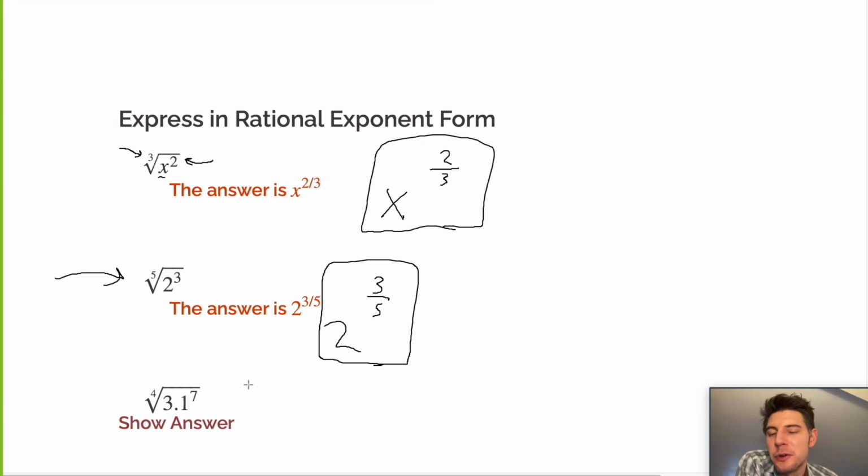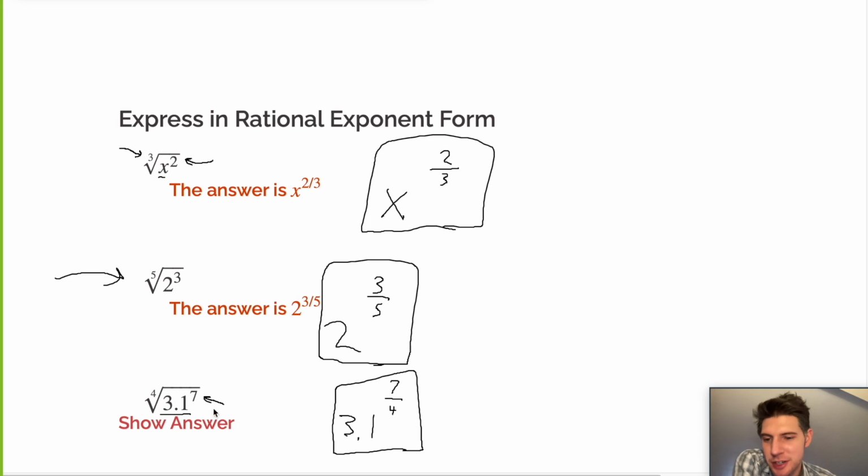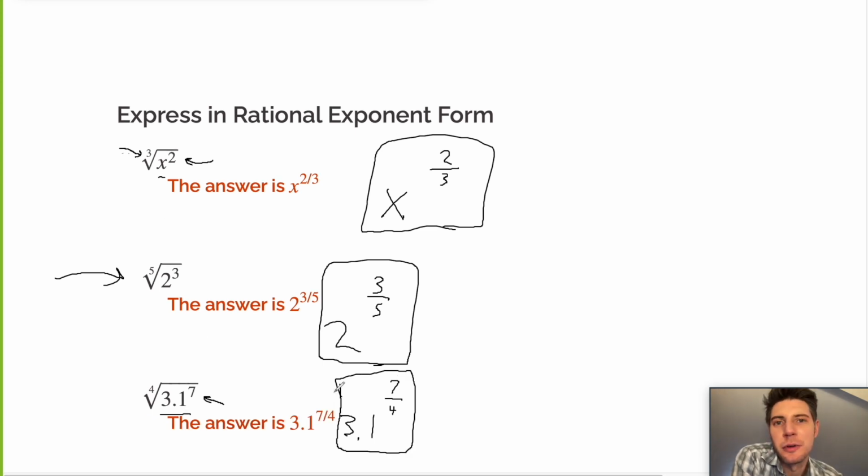The 4th root of 3.1 to the 7. This time our base is going to be 3.1. Then we have a fractional exponent again, because that's what rational exponent form is. This 4 is going to go on the bottom, because the root goes on the bottom of your fraction, and the 7 is going to go on top. So the answer should be 3.1 to the 7/4. And we can check it, and we get the same answer, 3.1 to the 7/4. So that's how to express in rational exponent form.